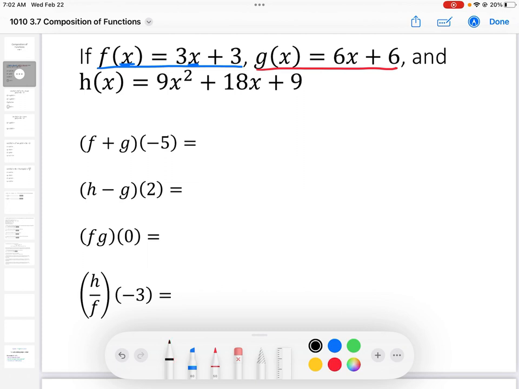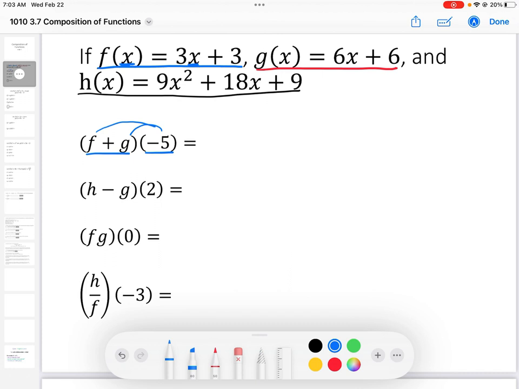And then you have another function called h of x that takes your input and squares it, multiplies by 9, and then adds that result to 18 times the input and then adds 9. So if we have these three different functions, we can create new functions by adding, subtracting, multiplying, or dividing these functions together. So for example, if you're asked to find the function f plus g of -5, what this basically means is that you're going to input -5 into g, and you're also going to input it into f, and then you'll add the results of them together.